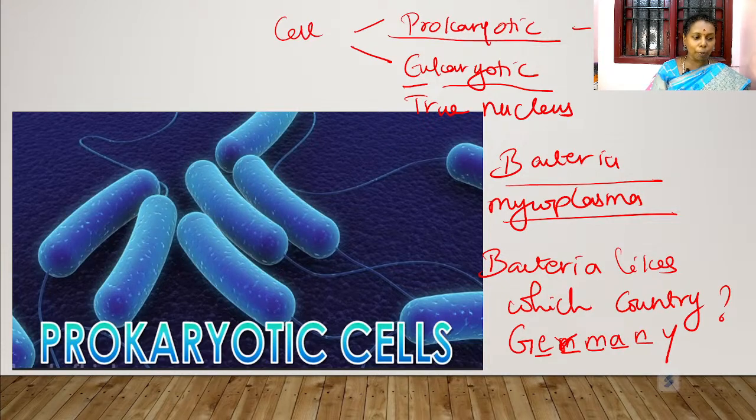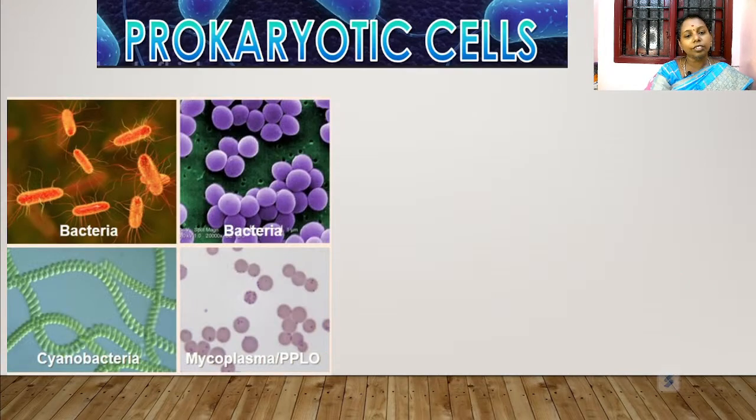So let us proceed into the prokaryotic cell, bacteria. You know what the bacteria come under? Prokaryotic. It may be Archaebacteria or Eubacteria. So cyanobacteria, Eubacteria, Archaebacteria, PPLO, all these come under prokaryotic cells.